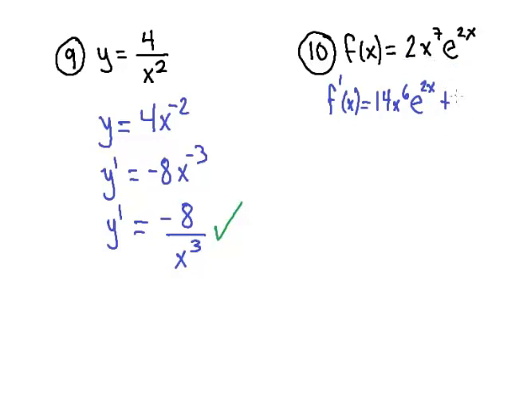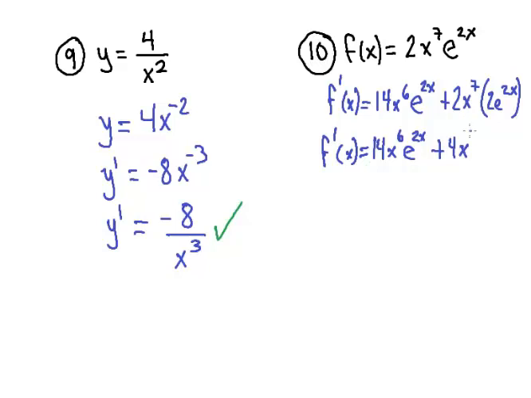So 2x raised to 7, I'm just going to copy it, 2x raised to 7. And then I'm going to find the derivative of this. Derivative of this will be 2e raised to 2x. Notice that we can multiply this 2 with this 2. So let's do that. F prime of x equals 14x raised to the power of 6 e raised to the power of 2x plus 2 times 2, 4x raised to 7 e raised to the power of 2x.